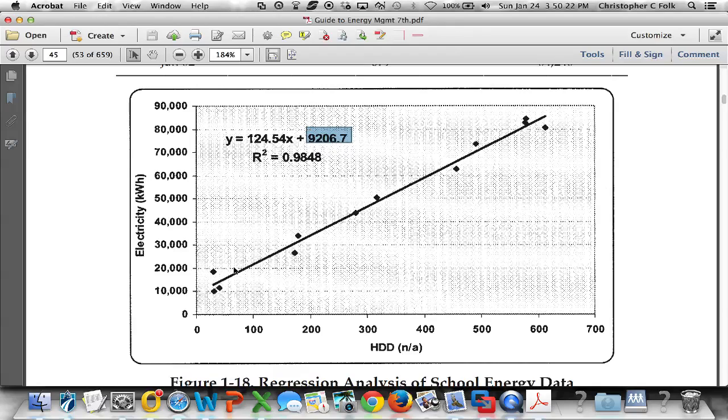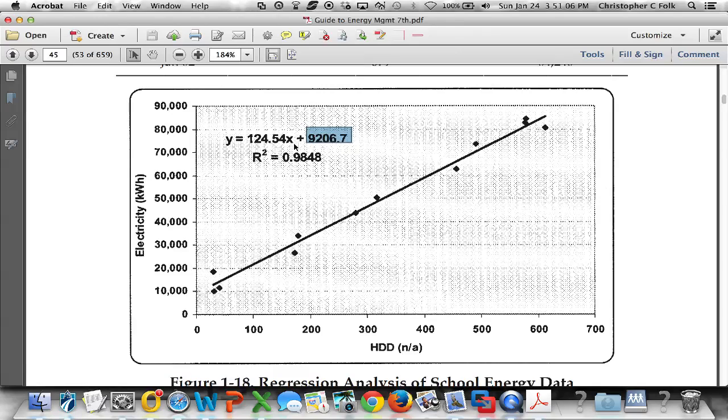Okay? That intercept number would be, if we follow this black line, this trend line, all the way down to the left, where it intersects or intercepts the vertical line, which in this case is the electricity, it tells us then how many kilowatt hours of electricity would be used if what? Well, if there were no heating degree days required, meaning the weather was perfect. We didn't have to heat it. We didn't have to cool it. Okay? So this number is going to be important for us.